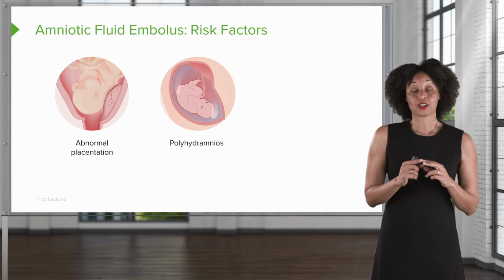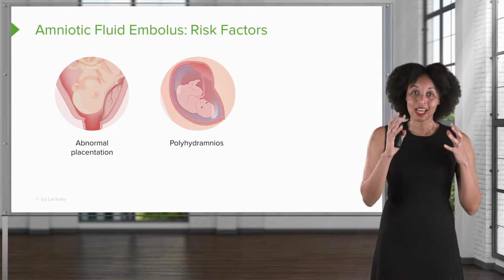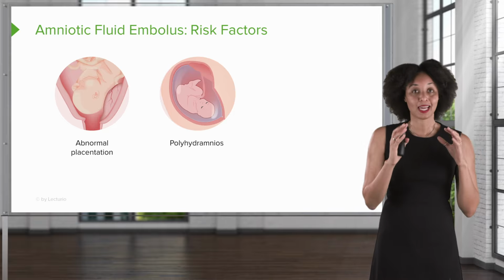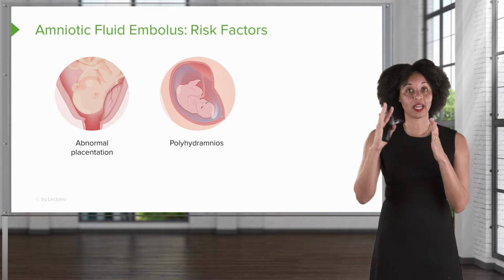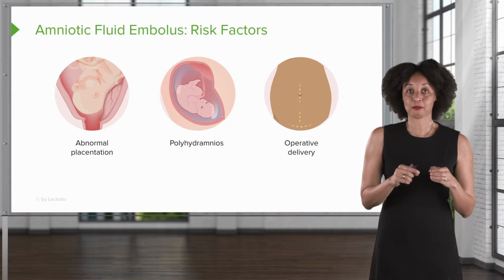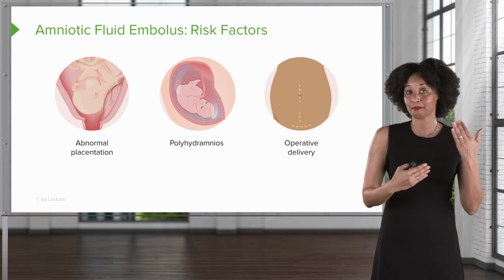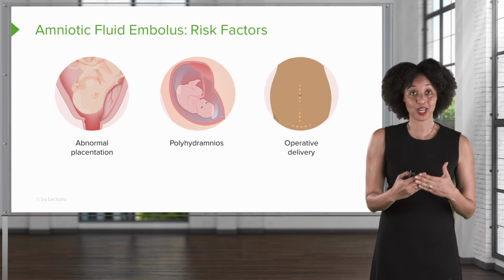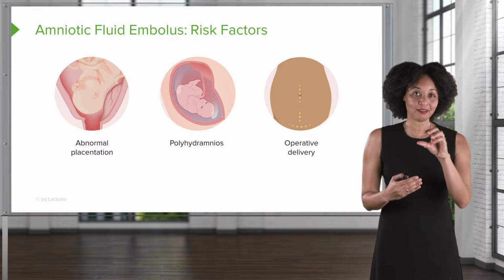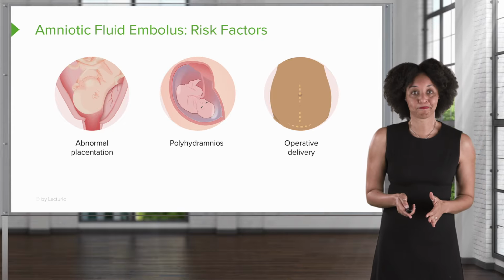The other risk factor is going to be polyhydramnios. If we have a lot of fluid, there's absolutely an increased risk that that fluid could actually venture its way into the maternal bloodstream. The last risk factor is an operative delivery. So a client who's had a cesarean section, because we're opening up a lot of vessels in order to do the surgery, there may be a little bit of amniotic fluid that makes its way into the circulatory system.